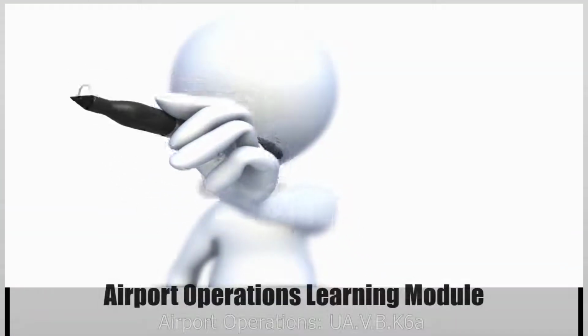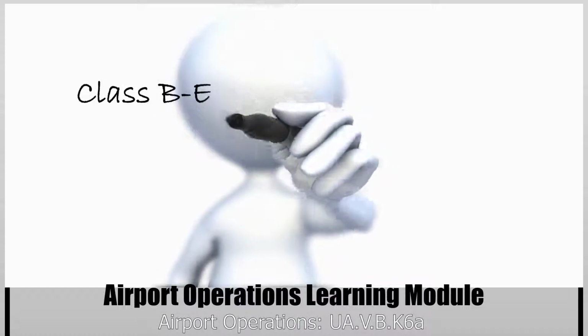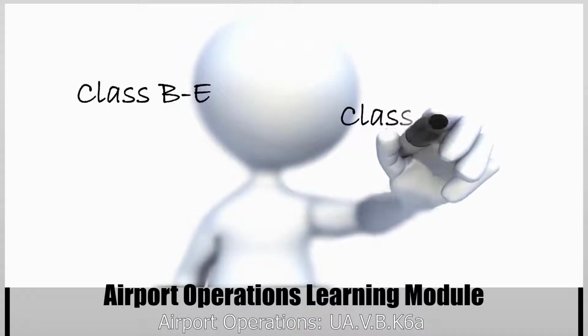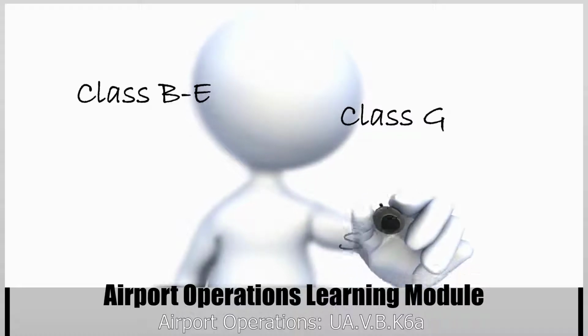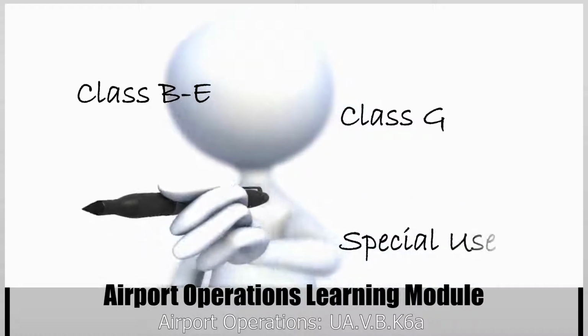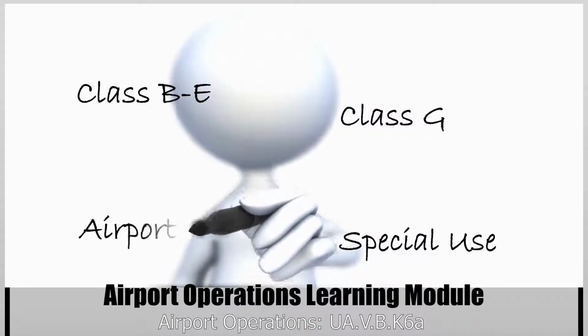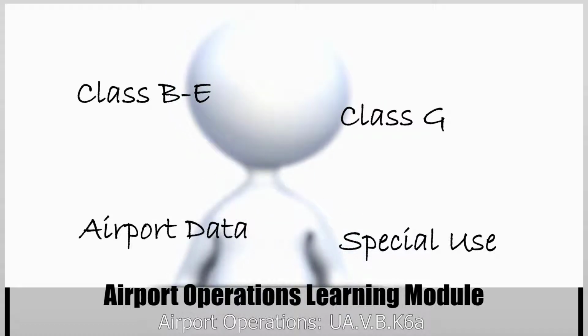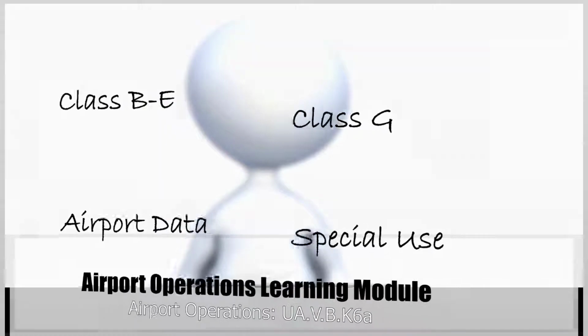Welcome back. In this really big session, there is a lot of information, so repeating this might be wise. In this, we'll be covering the different classes of airspace: B, C, D, E airspace, Class G airspace, special use areas, and airport data on VFR sectional charts.